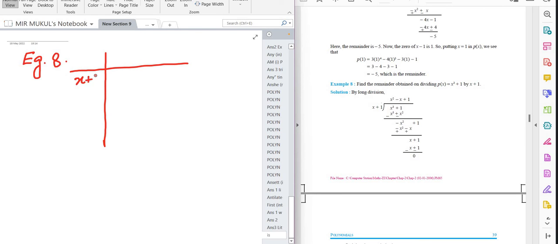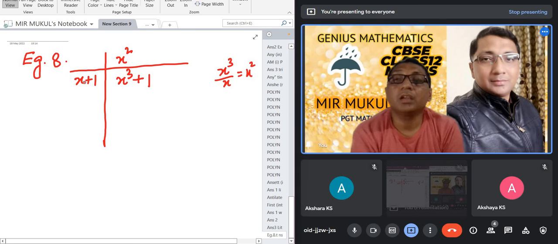x plus 1 here, and x cube plus 1. What was the rule? If you divide its first term, what will you get? x square. So the first term of the quotient will be x square. Now multiply x square by x and x square by 1. So what will we get? x cube and x square into 1. Like terms we always have to write together, so x square we have to write outside.